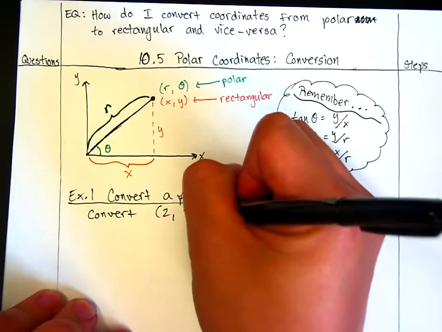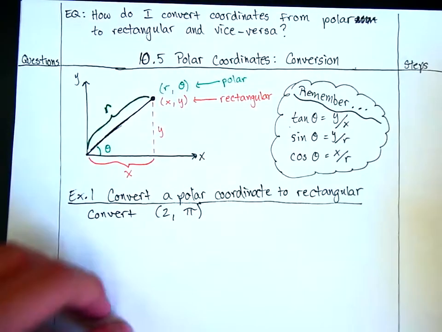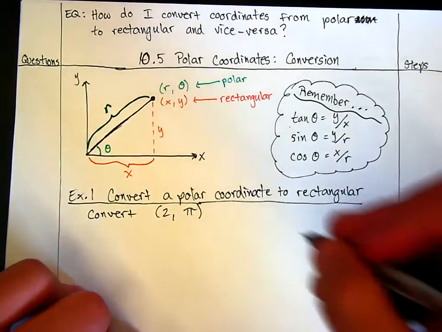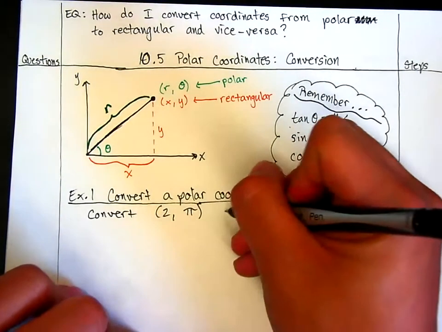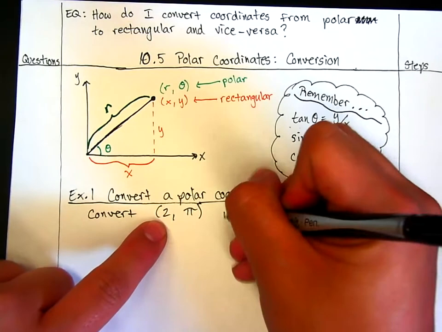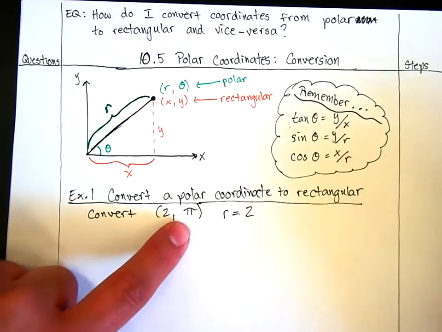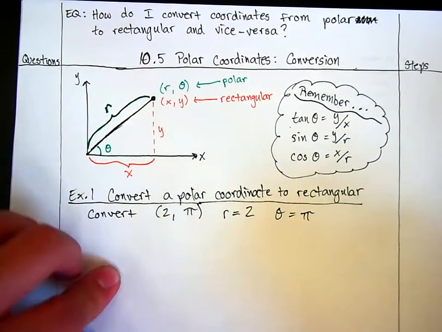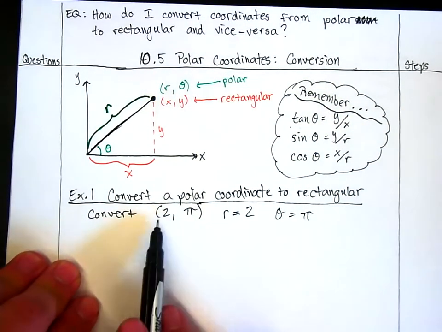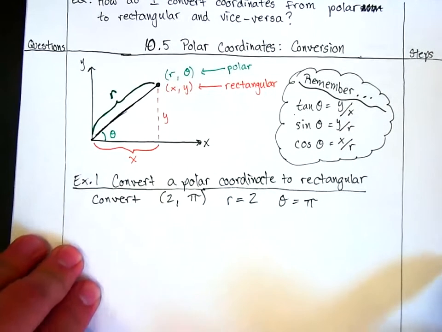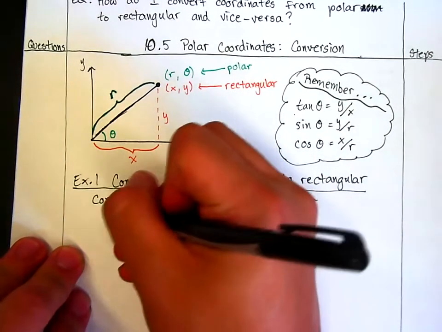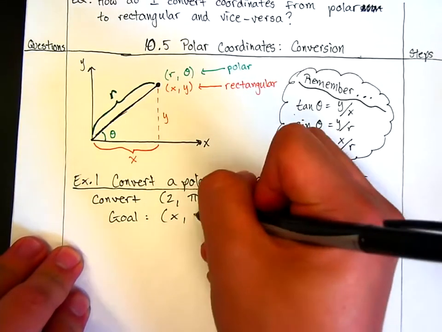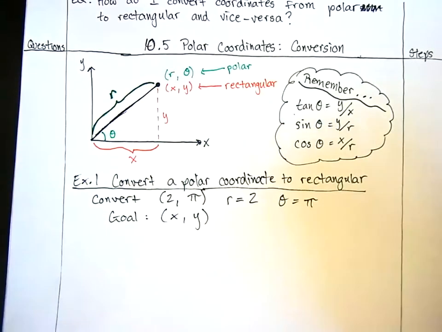2, pi. Now what I'm about to do is show basically all of the work. You don't need to do this every single time, but it helps me organize the information. So here I see that r is equal to 2, theta is equal to pi. And what I need to do is convert these into x and y coordinates. So my goal is to get it in some xy form.